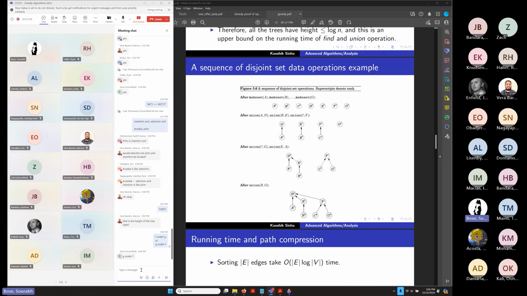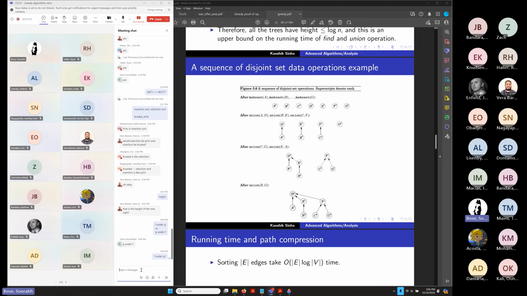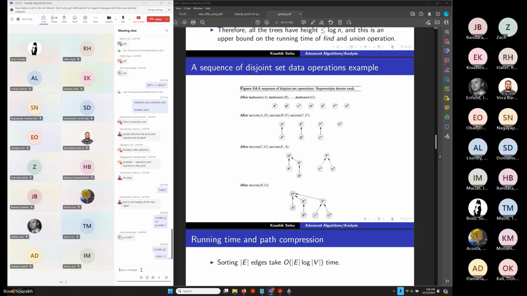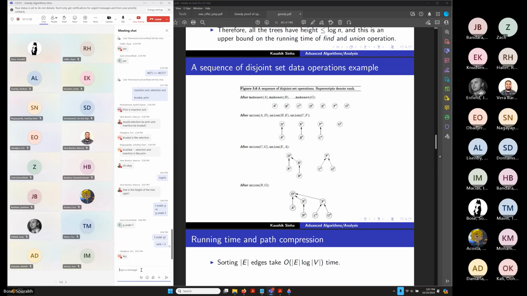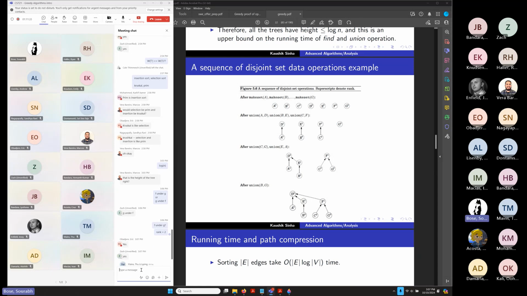Why, Zach? What would happen if we did F under G? What would be the rank of the thing if I do F under G? Do you guys see, if I do F under G, rank becomes 2, right? So why do we want to minimize rank? Because of log n, because of height. We want to traverse to the root node, so we want the shallowest possible tree ever, right?